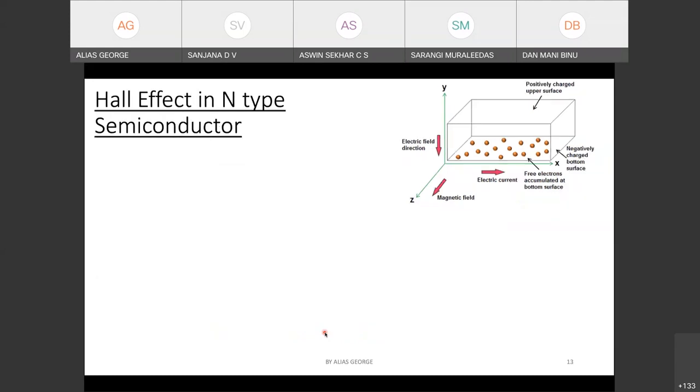Next, we will be looking into the N-type semiconductor. In N-type, the majority carriers are electrons. Holes are there, but electrons are the majority. And we earlier know that electrons will be pushed down. Let me ask one thing. If electrons are pushed down, what about the positive particles? It will be moving towards the top.